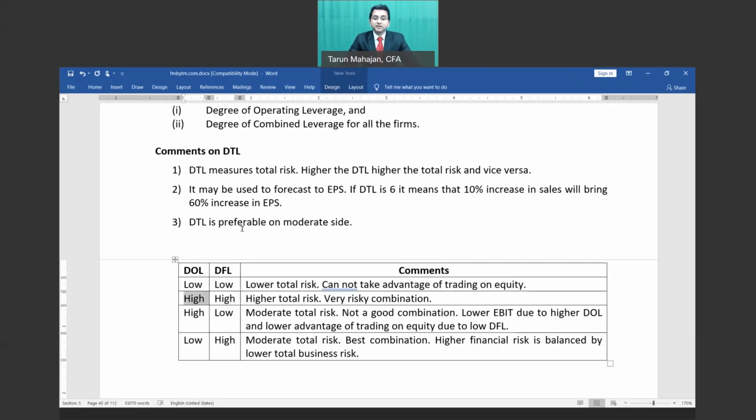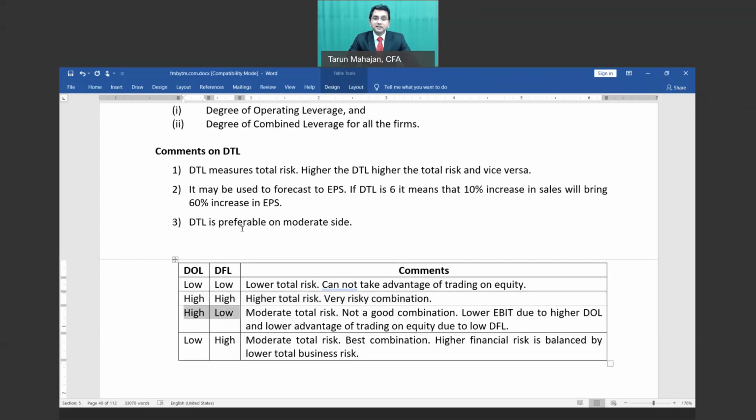If both business risk and financial risk are high, then your total risk will be very high. Say DOL is 4 and DFL is also 4, then DTL will be 16. That much high risk is not preferable.